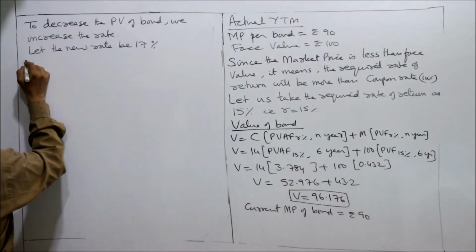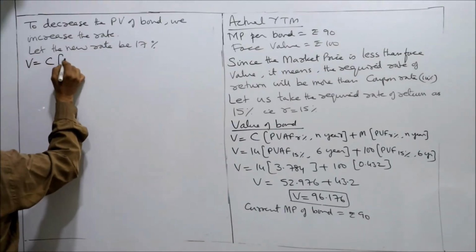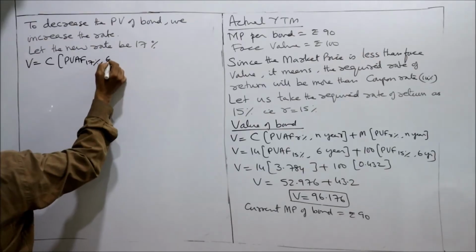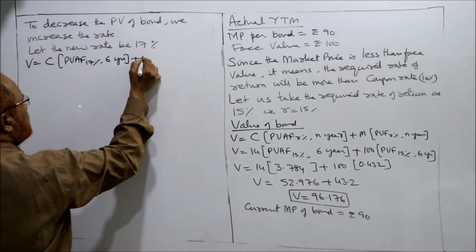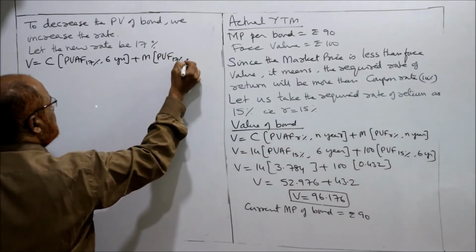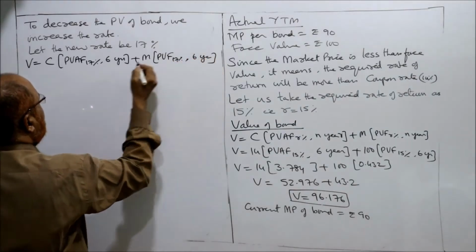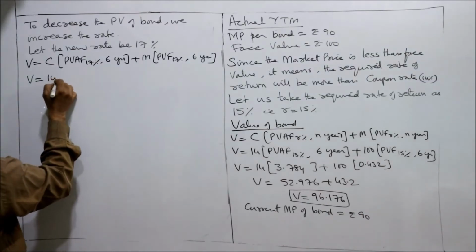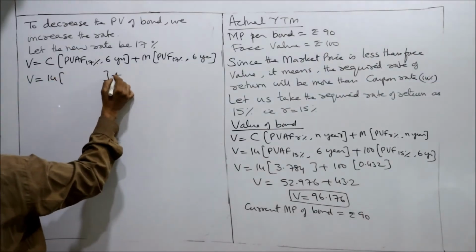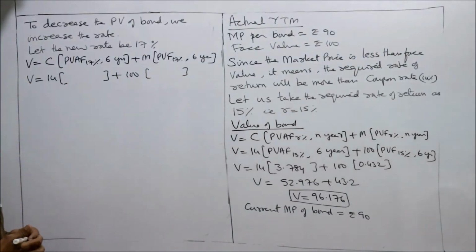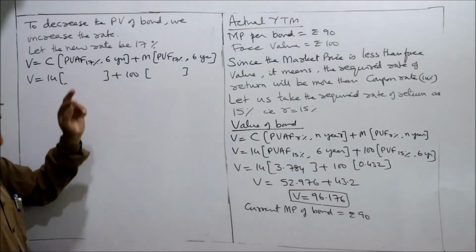17%. तो V is equal to C into PVAF 17% for 6 years plus M into PVF 17% for 6 years. Now V is equal to, coupon amount is 14 rupees. Now find out the annuity factor at 17% 6 years.